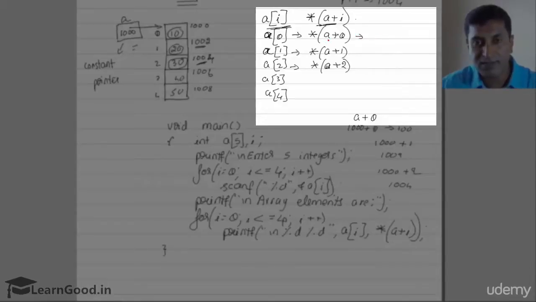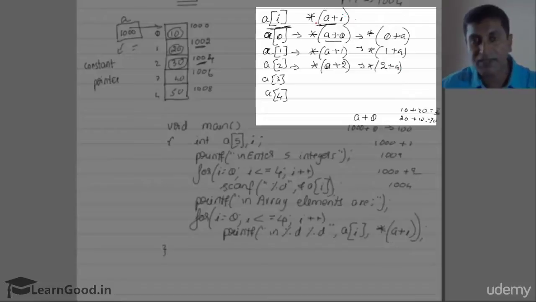So what is the difference between a plus 0 and 0 plus a? That is equivalent to asking what is the difference between 10 plus 20 and 20 plus 10. 10 plus 20 is 30 and 20 plus 10 is also going to be 30. That means a plus 0 and 0 plus a both are same. That means I can also give here asterisk of 0 plus a. I can also give 1 plus a. Same way 2 plus a.